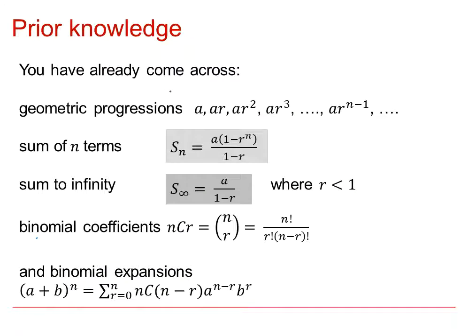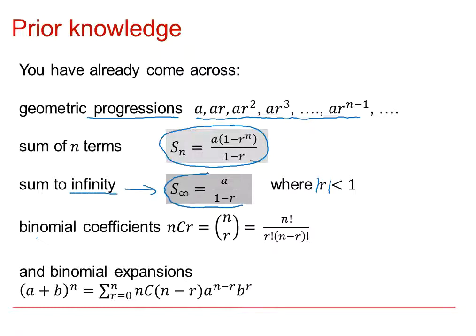There is some important prior knowledge needed for this section of the course. We need to be familiar with a geometric progression, or you might call that a geometric sequence, which is a list of terms following a pattern. You also need to be familiar with the idea of a geometric series, which can be found using this formula, which is the total of the terms. If the modulus of the common ratio is less than 1, then you can find the sum to infinity using a over 1 minus r. And of course we're going to be using the binomial expansion when appropriate.